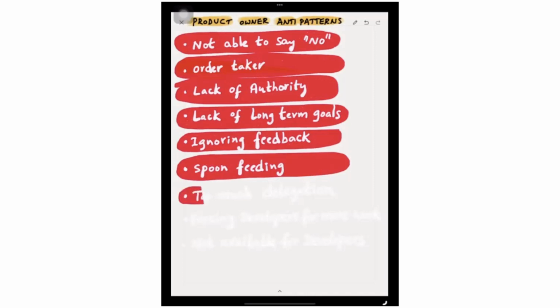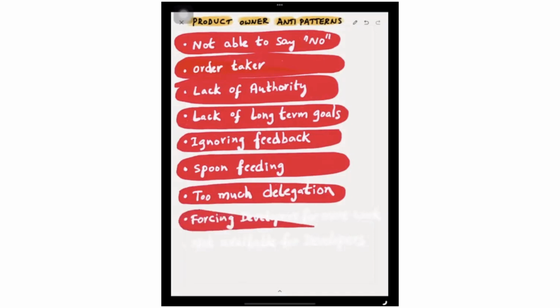And too much delegation. This is another anti-pattern. Scrum allows the product owner to delegate some of the responsibilities to others. So there are two things. To whom you are delegating, that is very, very important, whether that person is capable enough, knowledgeable enough or not. And am I delegating too much? That delegation may become a kind of problem later. So you have to be watchful about it. Too much delegation is not a good idea.